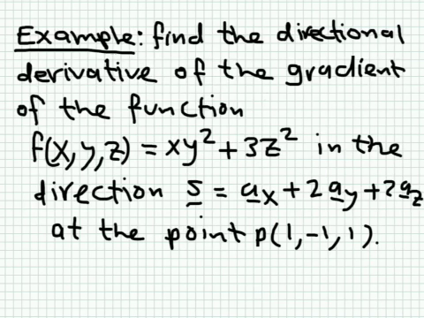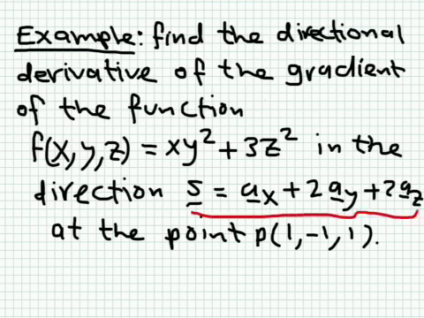An example I want to show you is to find the directional derivative of the gradient of the function f of x and y, equal to xy squared plus 3z squared, in the direction s equals ax plus 2ay plus 2az at the point 1, minus 1, and 1. As we agreed, the directional derivative is a dot product between the gradient and a unit vector in the direction of the given vector s.